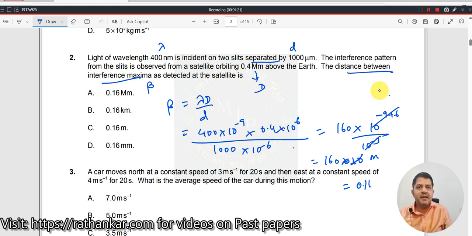So this should be 0.16 kilometer. Thus the right answer is 0.16 kilometer, which is B. Okay.